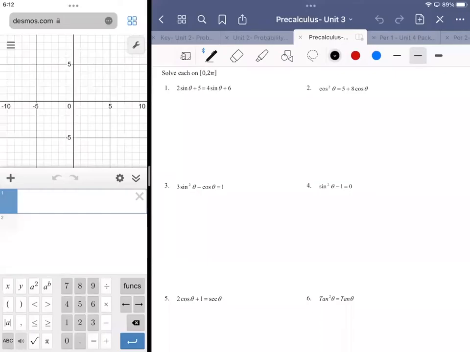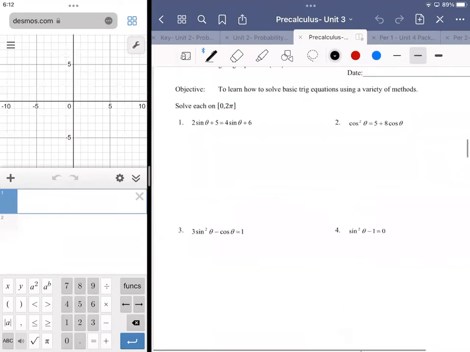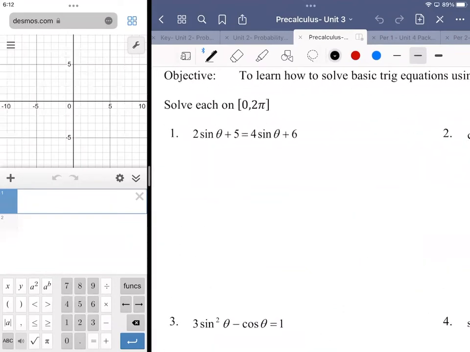The directions say solve each on 0 to 2 pi. So I'm looking for any solution that exists on the interval of 0 to 2 pi of this equation, 2 sine theta plus 5 equals 4 sine theta plus 6. This is not verifying a trig identity. It's not the idea where we want to get a balance where the left side is equal to the right side. I want to isolate the value of theta and get an answer or multiple answers.